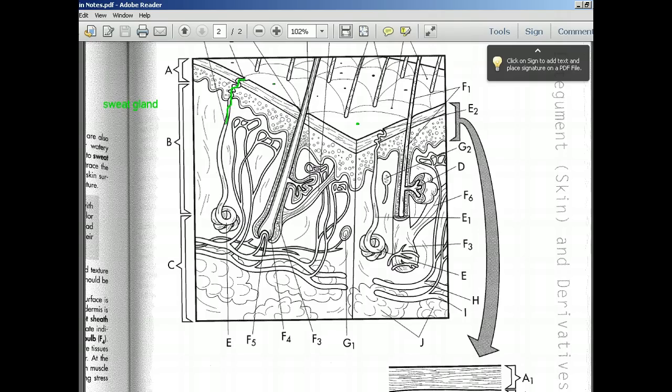And it's an example of an exocrine duct. So it has a tube that connects it to the area that needs it, which is the skin. And it comes down to this little coiled area.